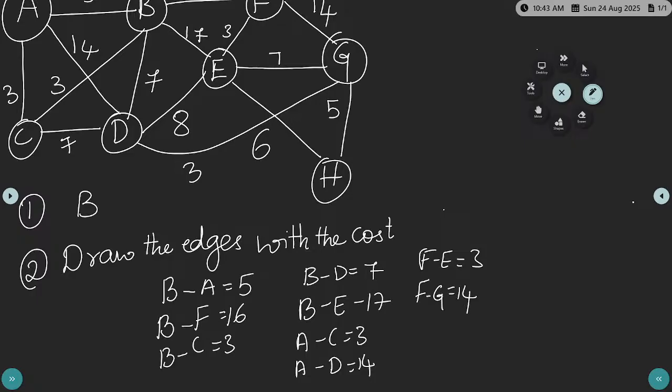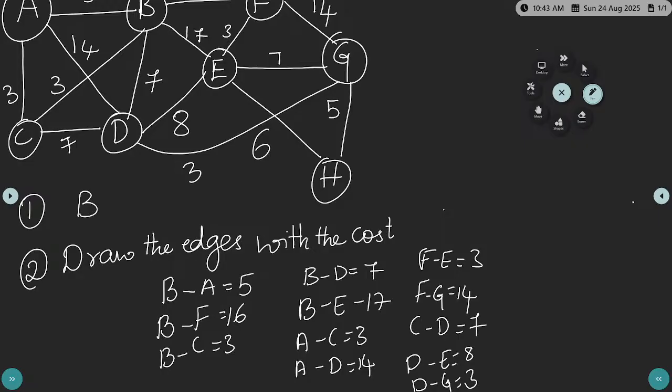Next, what to do? C to A is completed. C to B is completed. Next go to C to D. C to D, the cost is 7. Next D. D to C is completed. D to B, D to A is completed. So D to E. D to E is 8 and D to G is 6 or 3? 3. This is 6. Right?